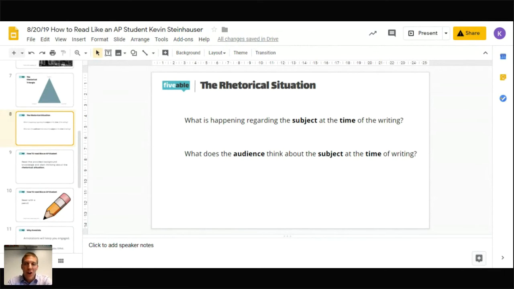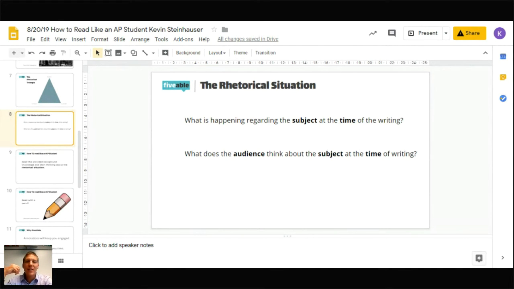I am not the primary audience. You are not the primary audience of most texts that we will read this year. So although I might have opinions about race relations in America today, that's not what I have to think about as a reader. My background knowledge is, what do I know is happening in 1964 or in 1864?